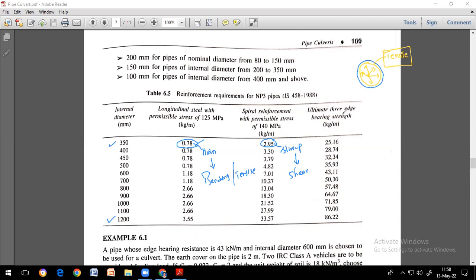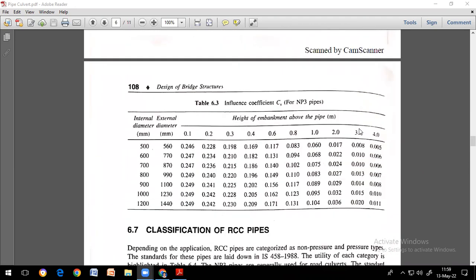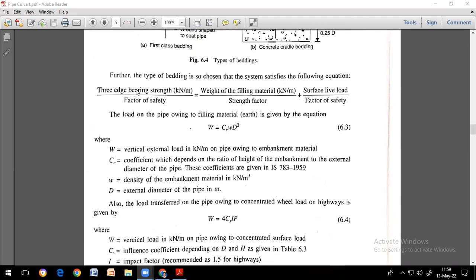And the last one is the ultimate three edge bearing strength. Based on the internal diameter, you can straight away take the ultimate 3 edge bearing strength from the table for NP3 pipe, from the table 6.5 values, or else you can calculate this ultimate 3 edge bearing strength from the formula also. So how can you calculate this ultimate 3 edge bearing strength? You can calculate it from this formula also.